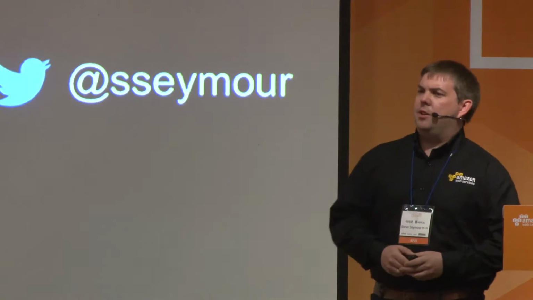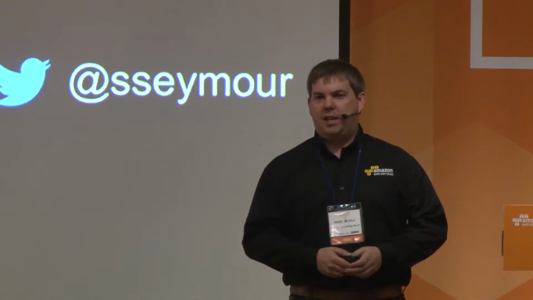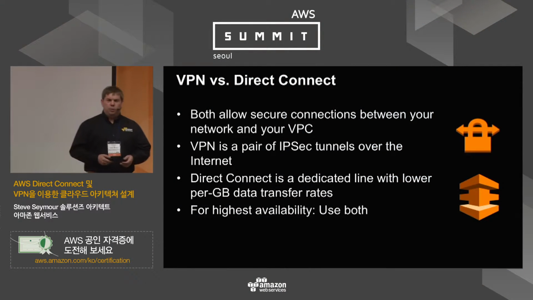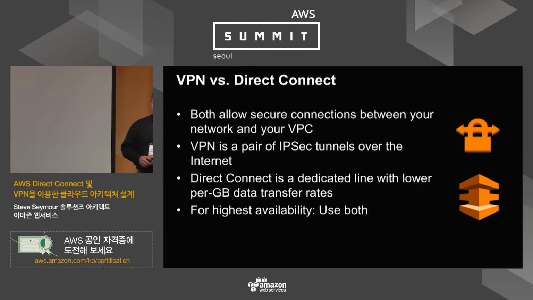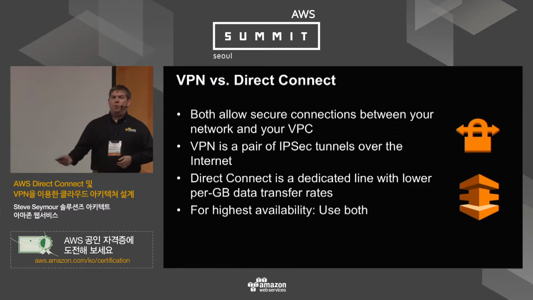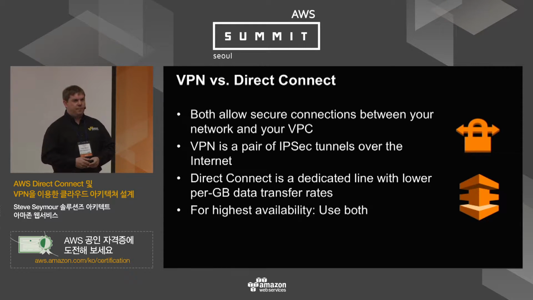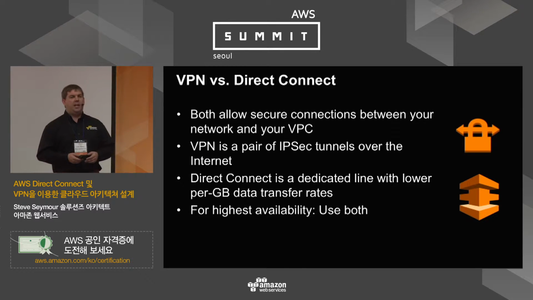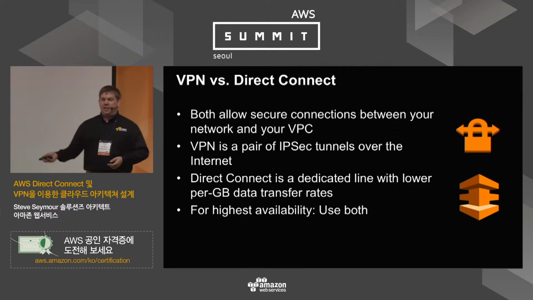This session is going to be a deep dive into Direct Connect and VPN. First of all, what is Direct Connect? What is VPN? Well, first of all, both of them allow you to establish a secure connection between your network and AWS. A VPN is quite simply a pair of IPsec tunnels that run over the internet, whereas Direct Connect is a dedicated fiber connection between your network and AWS.